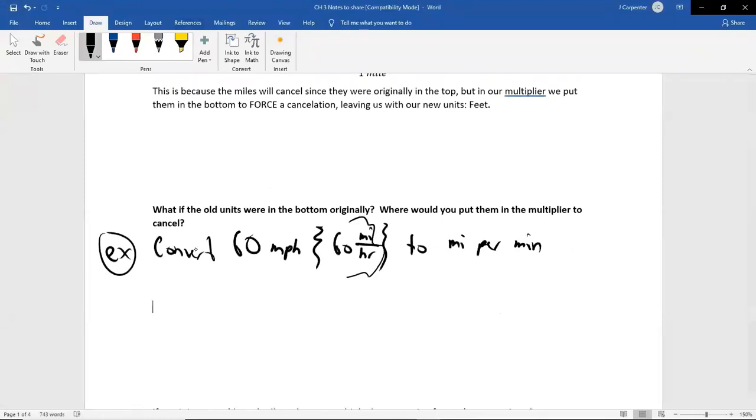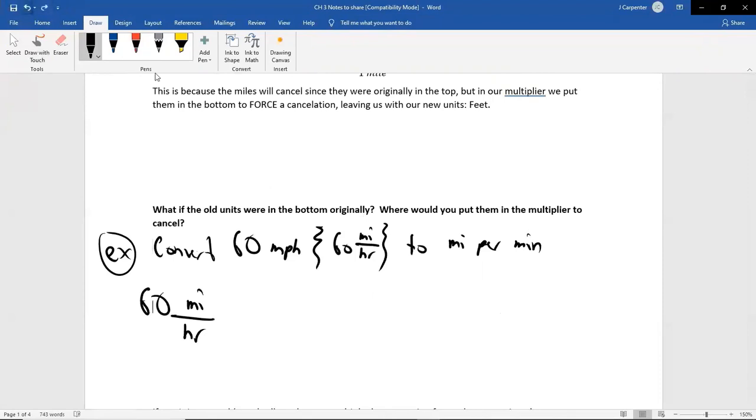Now we got to write it this way. We're not going to write it as mph. We got to write the miles on top and the hours on the bottom. Now, if you wanted to do it like this, that's fine as well, because the 60 goes in the top. There we go, miles, hours.